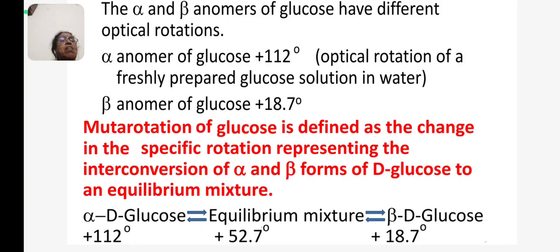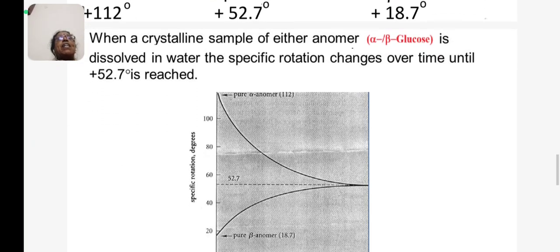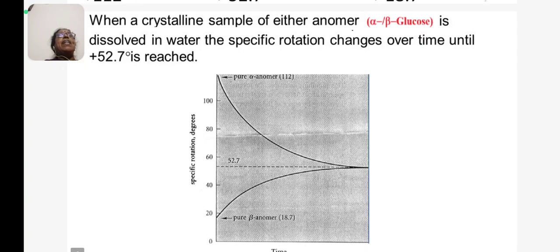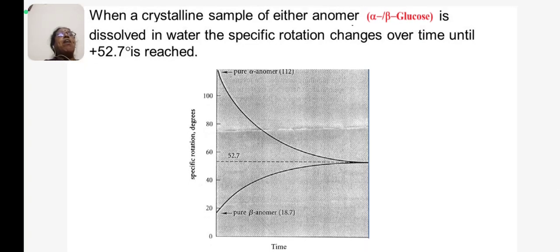Similarly, when beta D-glucose is dissolved in water, the specific rotation value of plus 18.7 starts increasing with time till it reaches the equilibrium value of plus 52.7 degrees. When a crystalline sample of either anomer, alpha glucose or beta glucose, is dissolved in water, the specific rotation changes over time until 52.7 degrees is reached. That is explained in the following image.